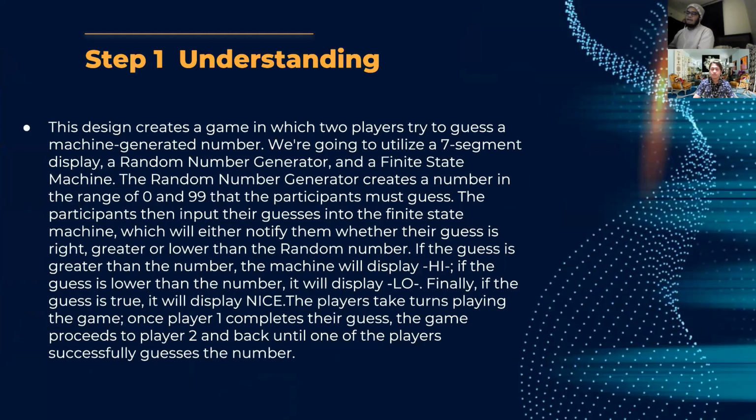For our design of the game, we made two players who try to guess the machine-generated number, which utilizes a 7-segment display, a random number generator, and a finite state machine. The random number generator creates a number in the range of 0 to 99. As per the question, the machine generates a number between 0 and 99, and the player has to guess the number that is given by the machine.